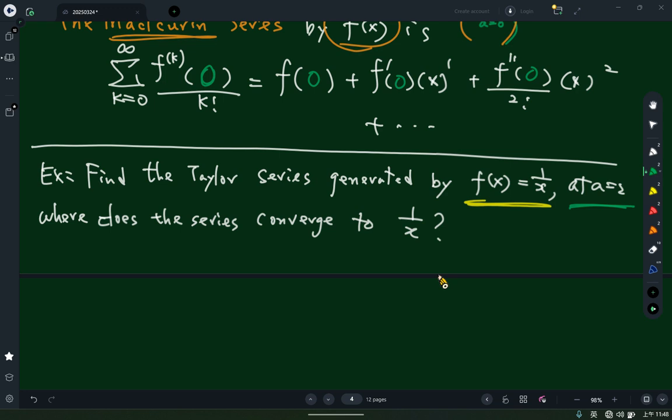Once you know how to generate the series, however, if the problem asks you where does the series converge to the original function, that means sometimes the series cannot converge to 1 over x.